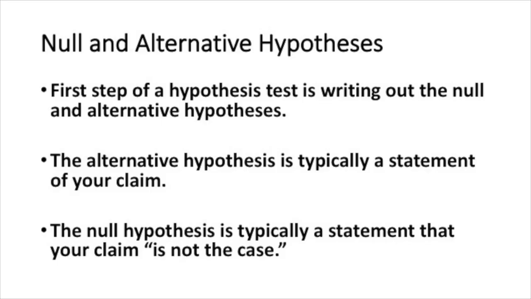The first step of a hypothesis test is writing out the null and alternative hypotheses. The alternative hypothesis is typically a statement of your claim, whatever that claim might be, and the null hypothesis is typically a statement that your claim is not the case or that it's not true.